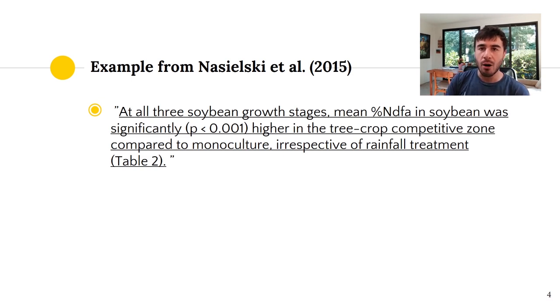What I want to focus on now is what's between those brackets, p less than 0.001, or 1 in 1,000. So the p is the probability. And what this document is saying is that, assuming the null hypothesis is true, meaning there's no real difference in nitrogen fixation between the middle of the row and the tree crop competitive interface, the probability of getting the results I did is less than 1 in 1,000, because 0.001 is 1 over 1,000. So there is less than a 1 in 1,000 chance of getting the results I did if the null hypothesis was true. And because that's such a low probability, I'm going to reject the null hypothesis and conclude that there is a significant difference in nitrogen fixation between those two locations in the field.